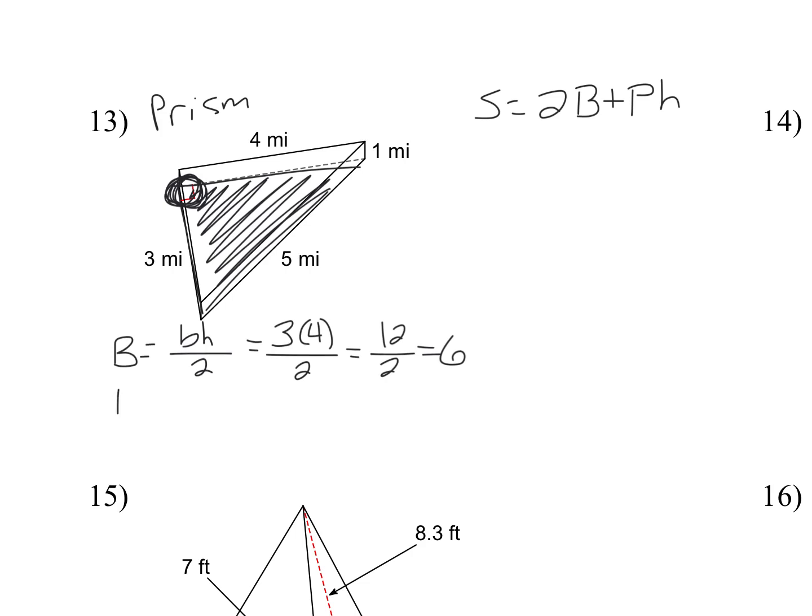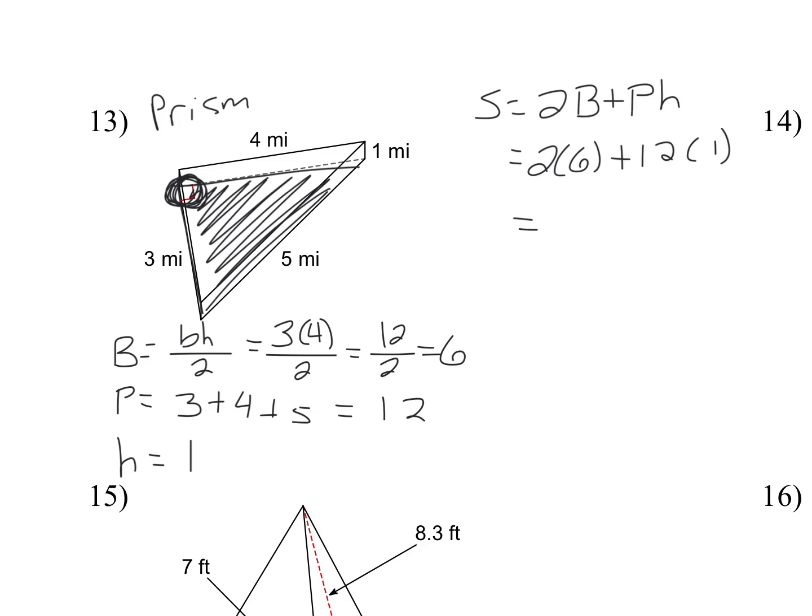Now we need to find capital P. How many sides do we have this time? 3. What are the sides that I'm adding together? 3 plus 4 plus 5. Add those together, you get 12. Last thing we need is the height. What's the height? 1. Then you plug them all in. So we have 2 times 6 plus 12 times 1. So we end up getting 12 plus 12, which is 24. And what's my label? Miles squared.